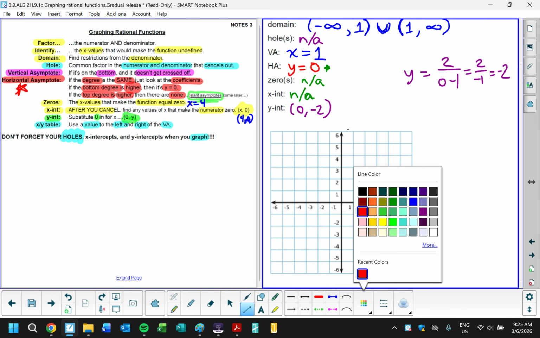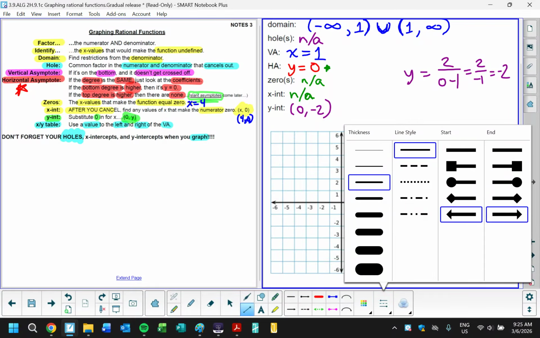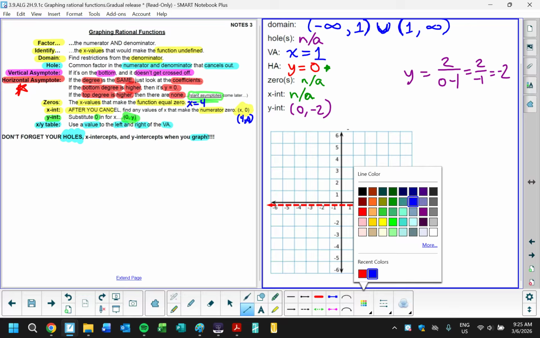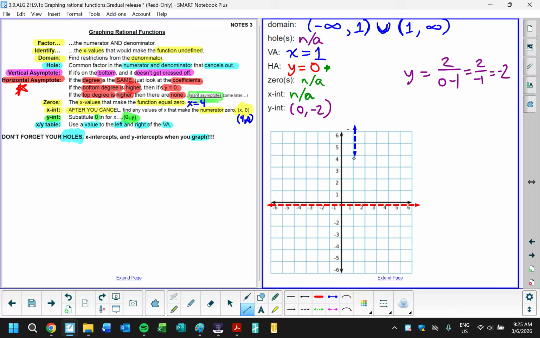In this particular case, I noticed a horizontal asymptote at 0. That's kind of what we're used to. But in this case, we finally have a vertical asymptote that we have not really seen before. And that vertical asymptote is going to be right at that positive 1. Now, there were no zeros, there were no x-intercepts. But there is a y-intercept. So let me go to my pen and simply mark the point 0, negative 2.